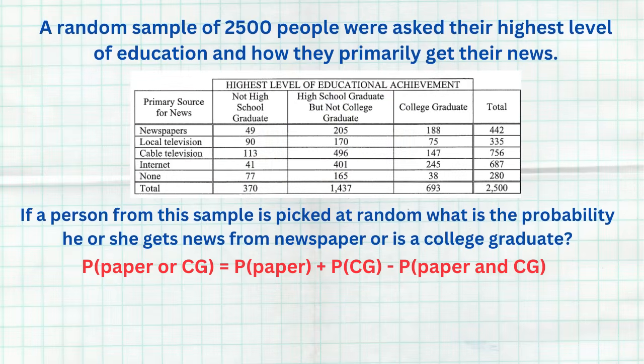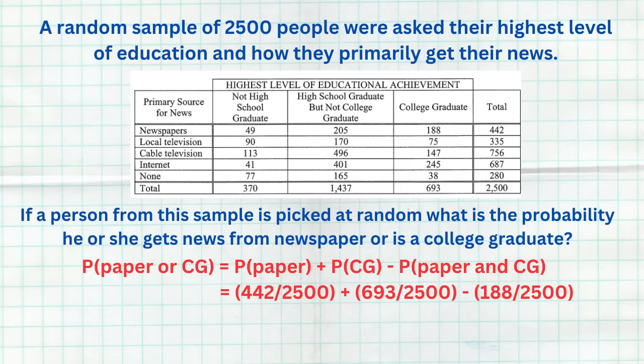All right, so the first thing we're going to do is utilize our formula. The probability of newspaper or college graduate is going to be the probability of the newspaper plus probability of college graduate minus the probability of both. And now we're just going to look at the table and fill things in. The probability that somebody is picked that gets their news from the newspaper is 442 out of 2,500. The probability that somebody is a college graduate in this sample is 693 out of 2,500. And the probability that somebody is both, that's the overlap, gets their news from the newspaper and college graduate, that's going to be the 188 people out of 2,500.